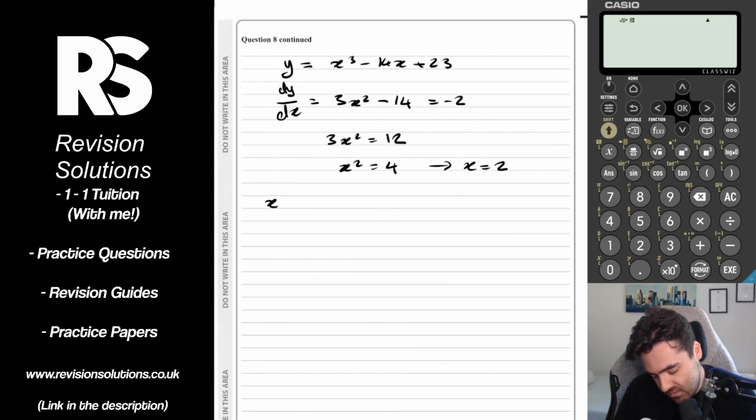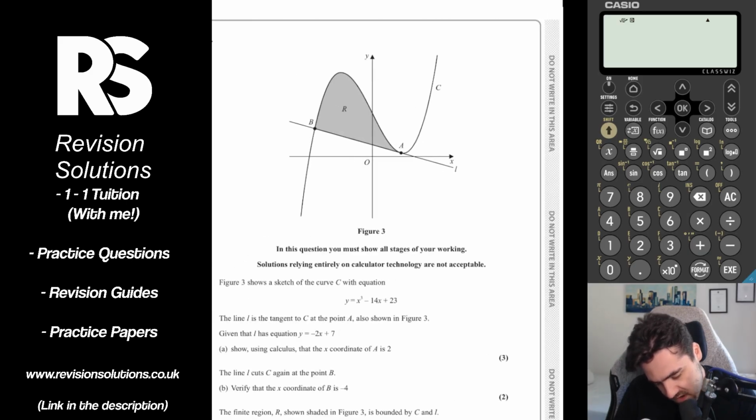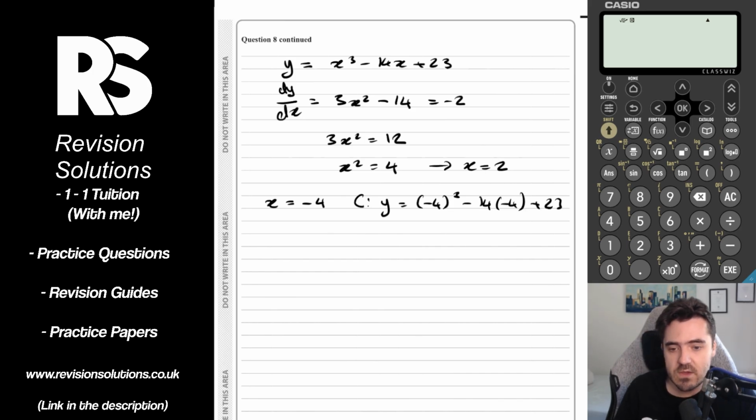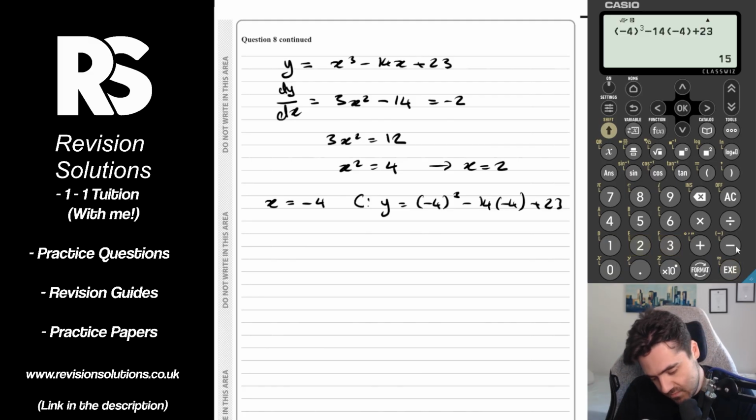So if we first sub into the curve when x is minus 4, the curve C gives us y is minus 4 cubed minus 14 times minus 4 plus 23. Using the calculator to work that out, we'd have minus 4 cubed minus 14 times minus 4 plus 23. That gives us a y-coordinate of 15.